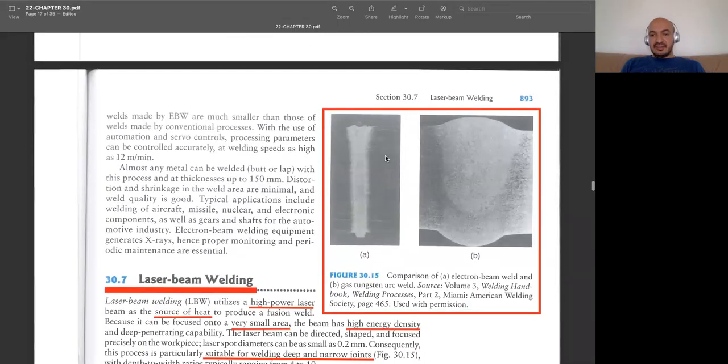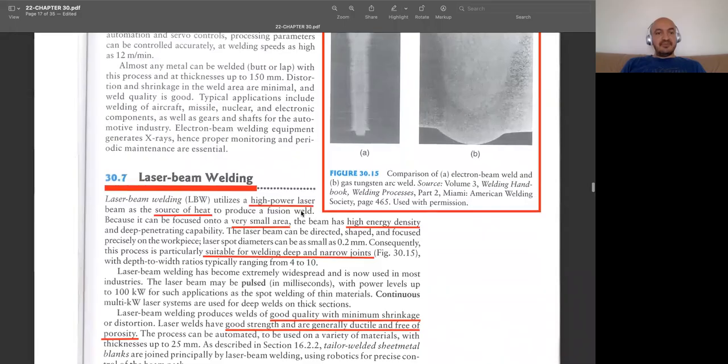You can see in these pictures that this is the heat effect zone of gas tungsten arc welding, but now in this electron beam welding, the heat effect zone is very thin. So that is an important issue and advantage of such welding processes.